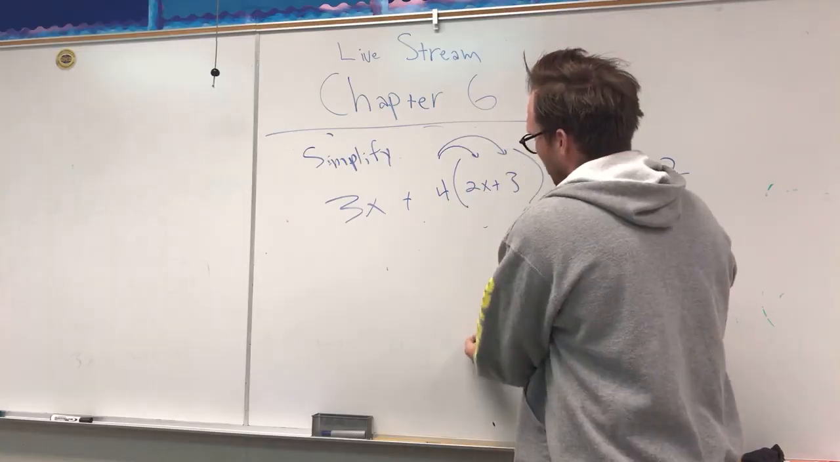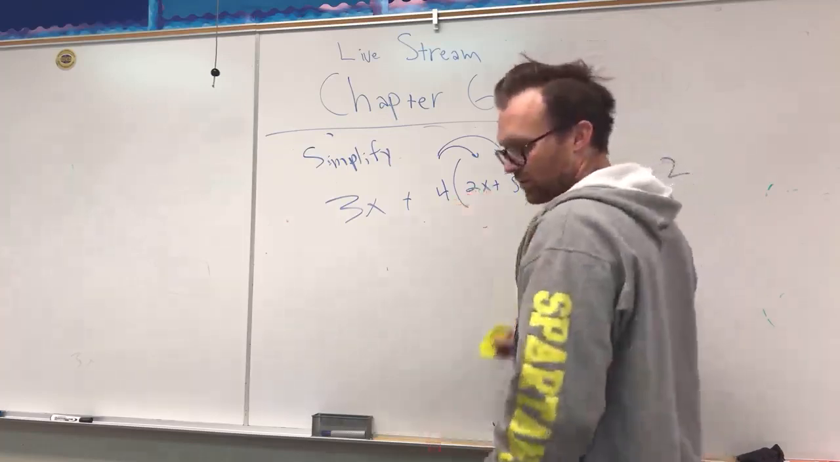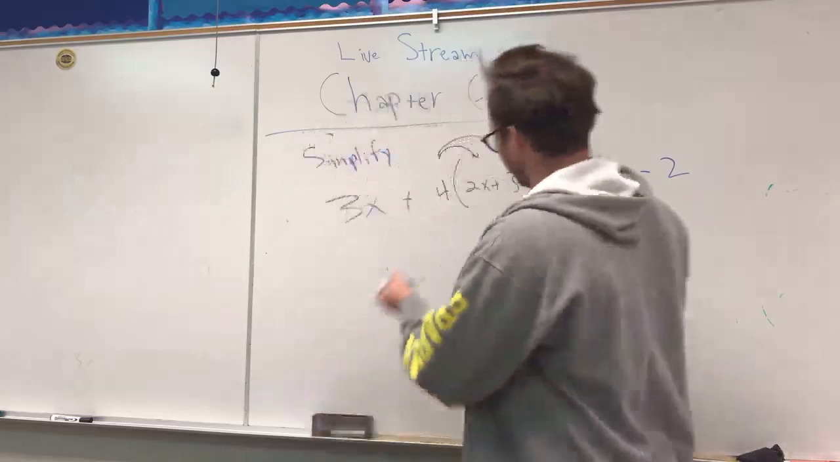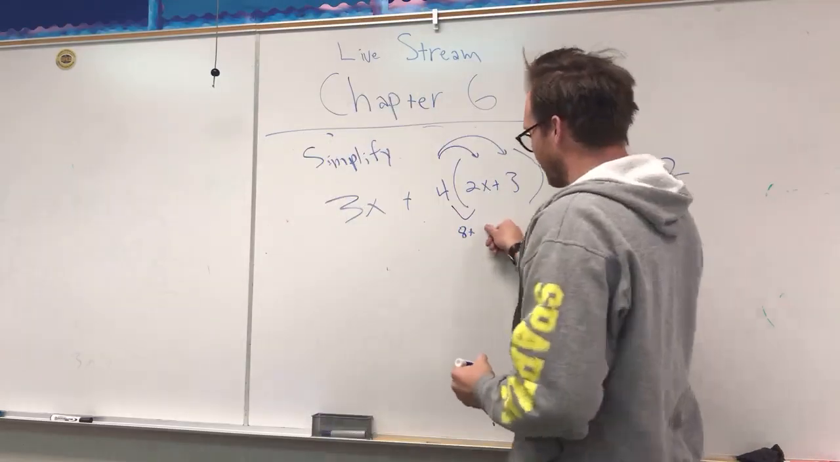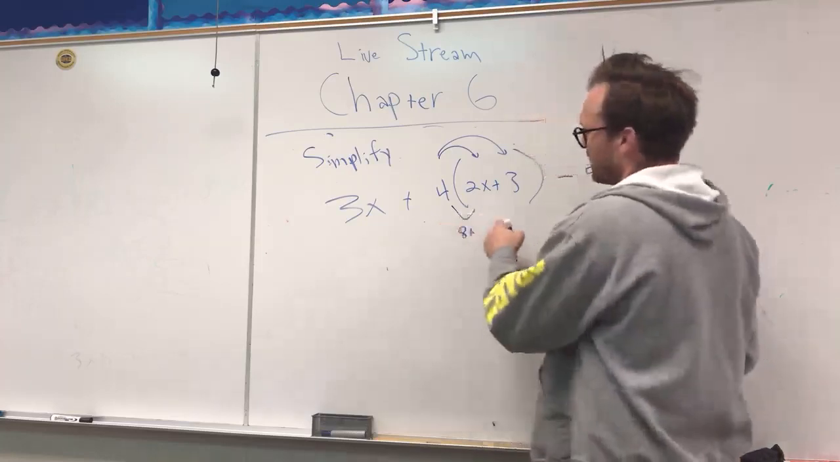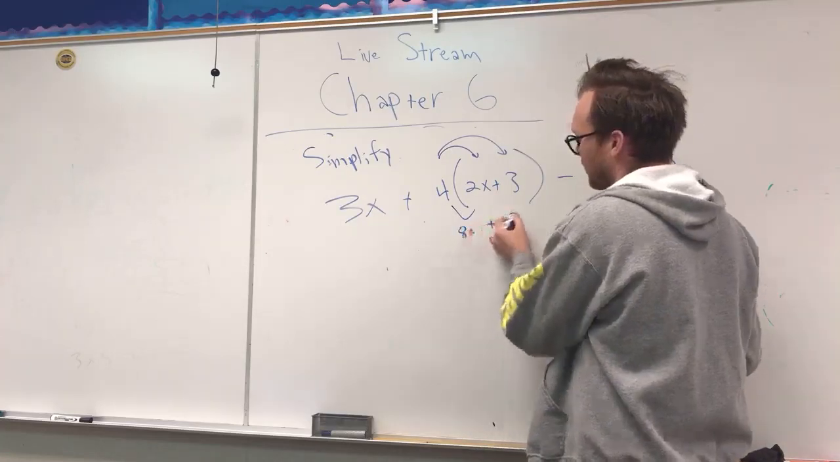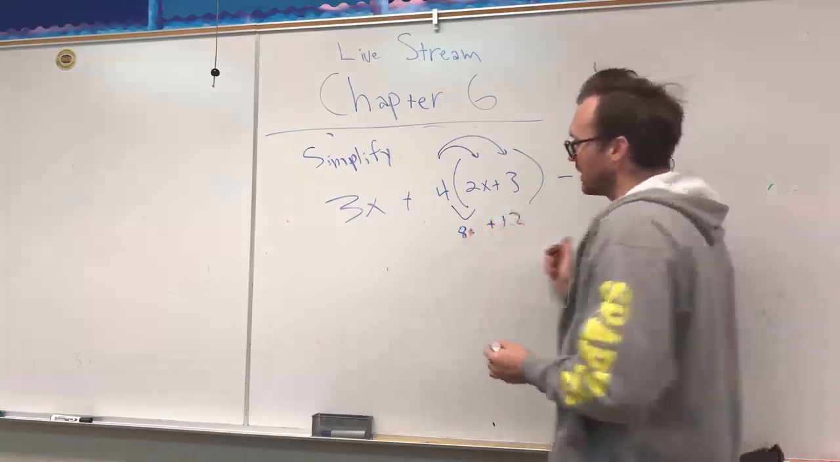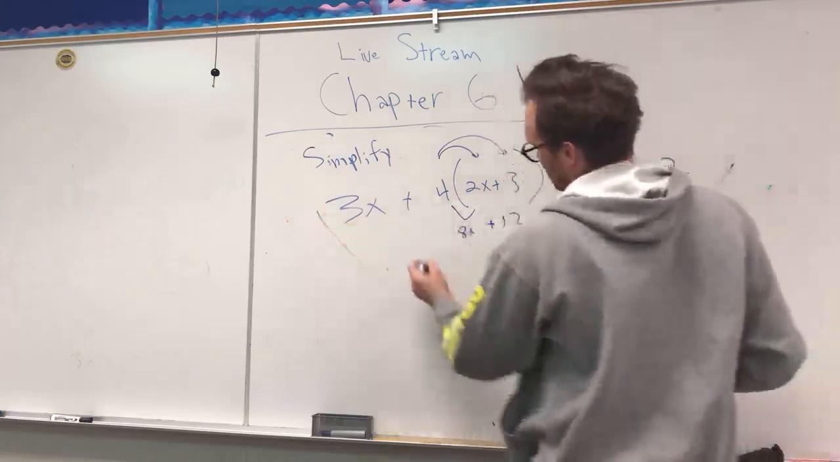1, 2, 3, 4. So how many x's would we have if we had 4 groups of these and 3 groups of those? Well, I think we would come right here and have 8 x's, right? And we would have how many of the hexagons? We would have 3 times 4 or 12. Right? Now we bring everything else, we're just kind of simplifying, so we're just making it smaller.